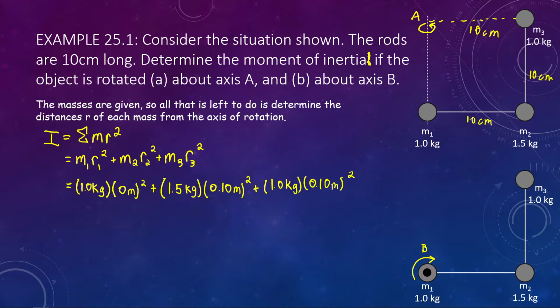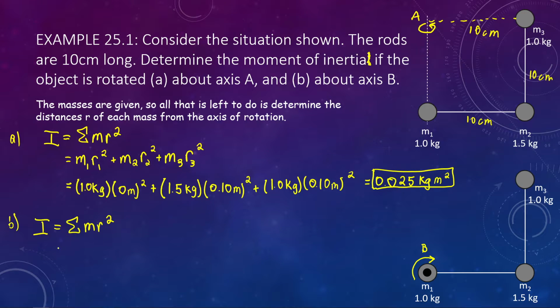So with this in mind, we can plug in all our numbers and hopefully get the correct answer of 0.025 kilogram meter squared for part A. So again, the only thing we really have to do for these problems is figure out the distance of each of the masses from the axis of rotation. So this brings us then to part B.